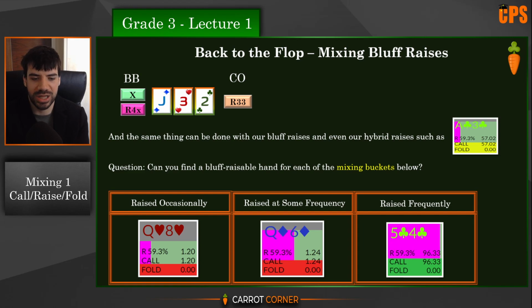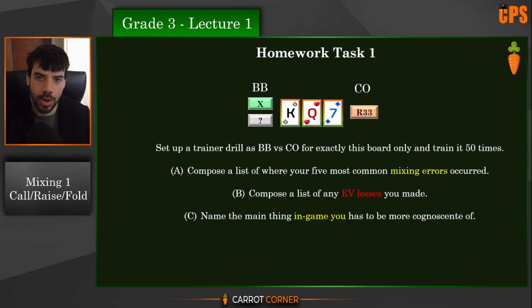The way to understand the incline in frequency here as we move from Queen 8 of hearts through to 5-4 of clubs is to comprehend the notion of what your range can get away with. In spots that aren't great for your range, while you can get away with adding quite a lot of high EV draws to your strategy when you're being aggressive, you can't get away with adding lots of low EV draws. You won't become very exploitable by always raising 5-4 of clubs, but you'll become really exploitable if you always raise hands of the ilk of Queen 8 of hearts. Hope that makes sense. Homework task 1.